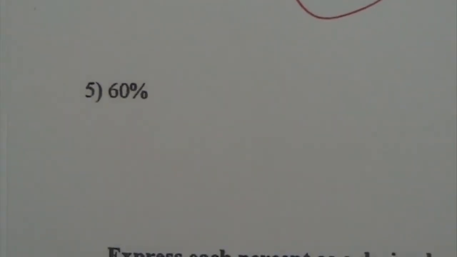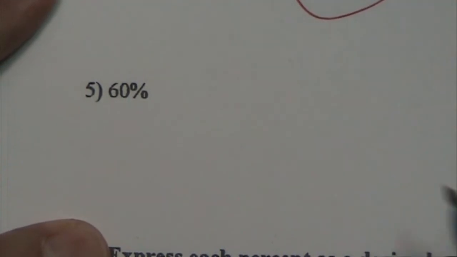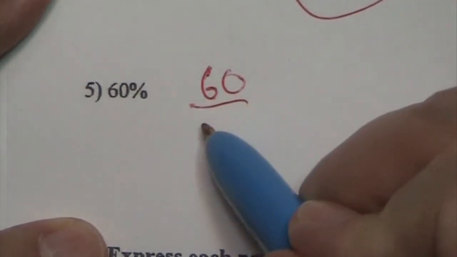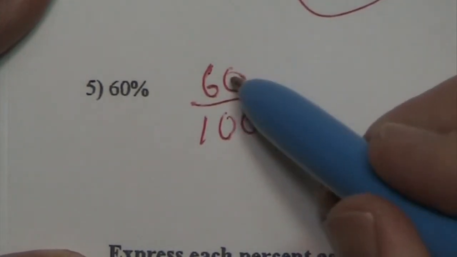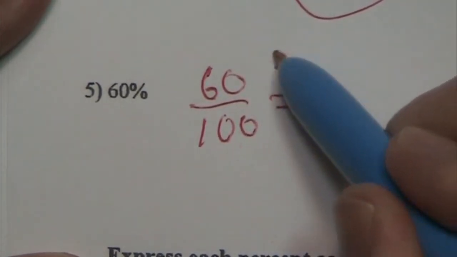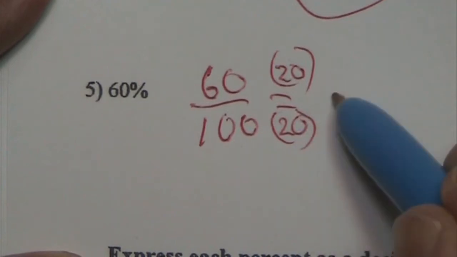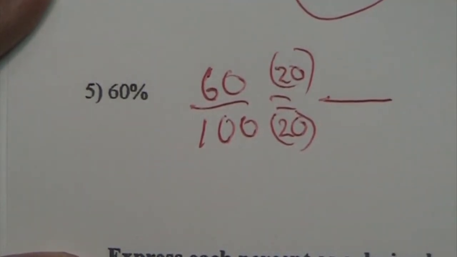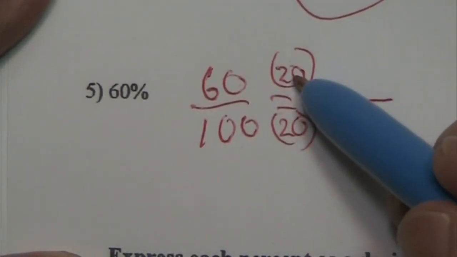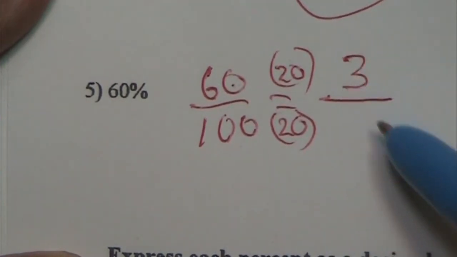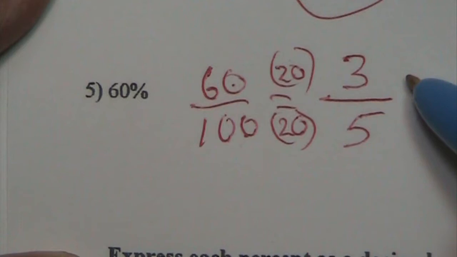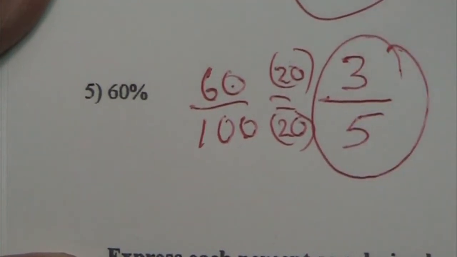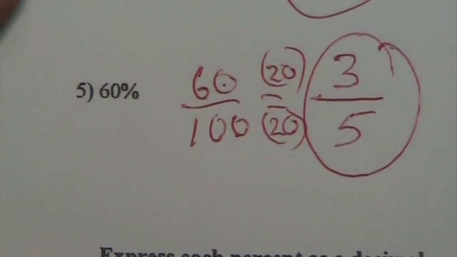Okay, the next one, 60%. That's the same as 60 over 100. And I know 20 will go into both of those. That's the largest number I can think of that will go into both of those. 20 goes into 60 3 times. 20 goes into 100 5 times. And that is reduced, simplified.